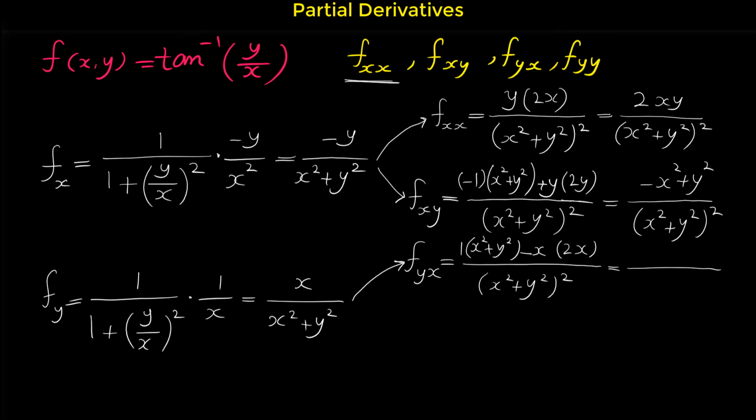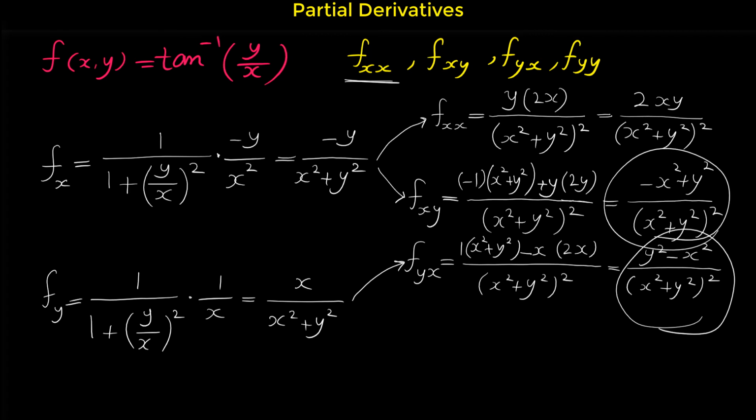If you simplify the numerator, you can see that it equals y squared minus x squared, and this is the denominator. And as you can see here, this expression is the same as this expression. So f sub xy and f sub yx are the same.